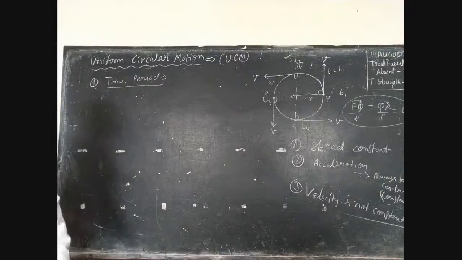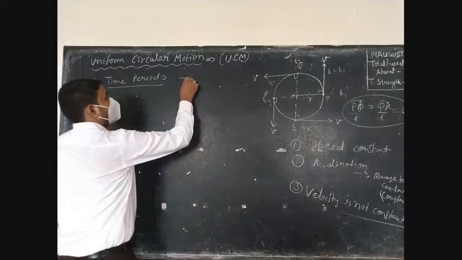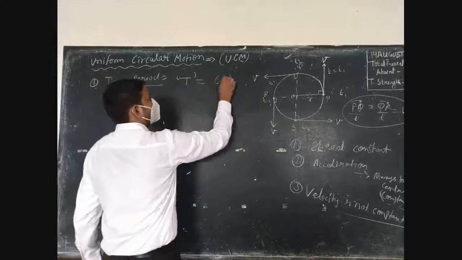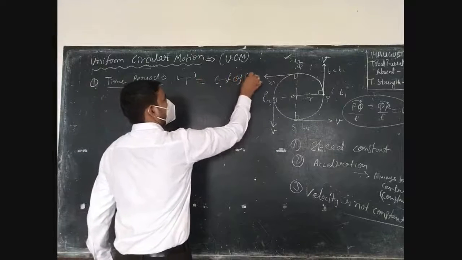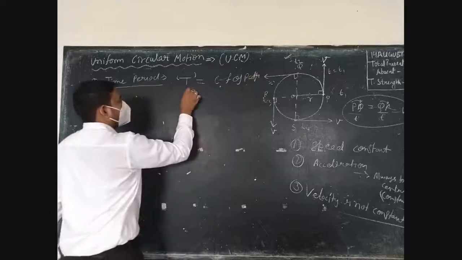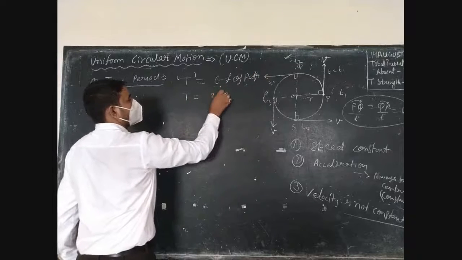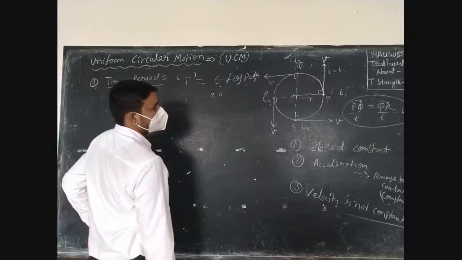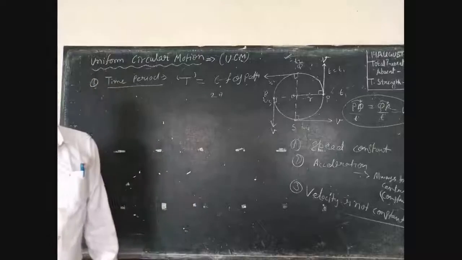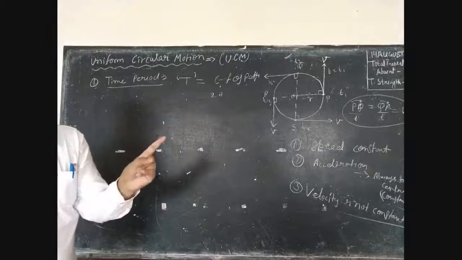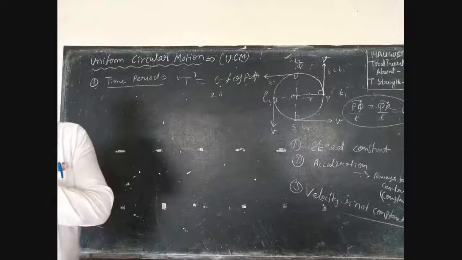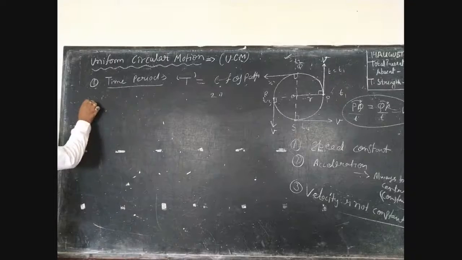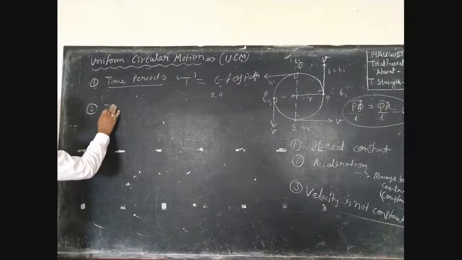That is, T is equal to the circumference of its path divided by speed. It is denoted by T, and after that time it will complete one rotation. So always remember the circumference is equal to 2 pi r. Second, after time period, is frequency.